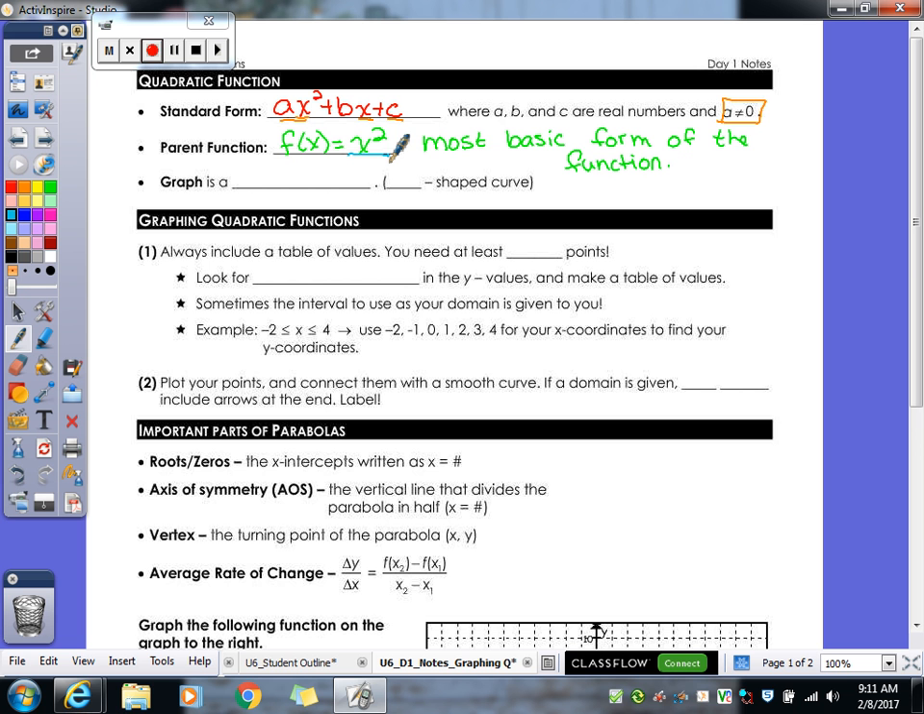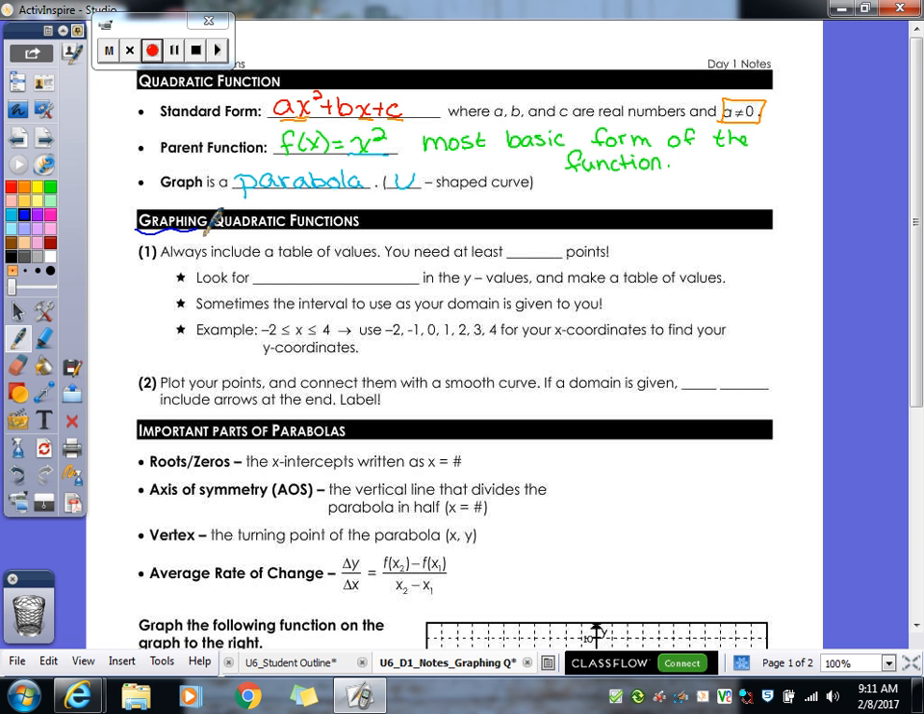So the graph of a quadratic is called a parabola. It's a U-shaped curve. We have parabolas all over the place. Like if you think about a basketball player shooting the ball into the hoop, the ball goes up and then it curves back down. It makes a parabolic shape.